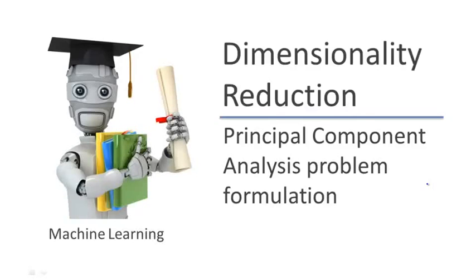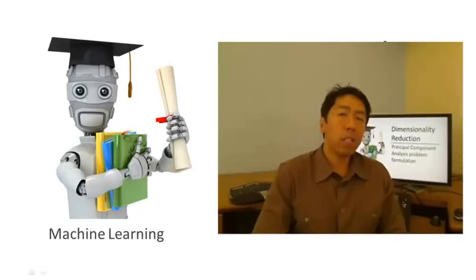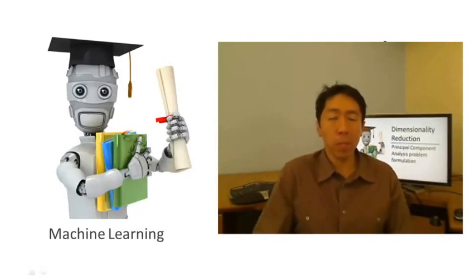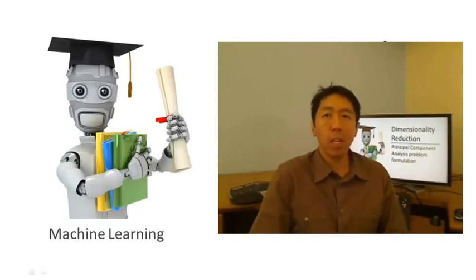For the problem of dimensionality reduction, by far the most popular, by far the most commonly used algorithm is something called principal component analysis, or PCA. In this video, I'd like to start talking about the problem formulation for PCA. In other words, let's try to formulate precisely what we would like PCA to do.